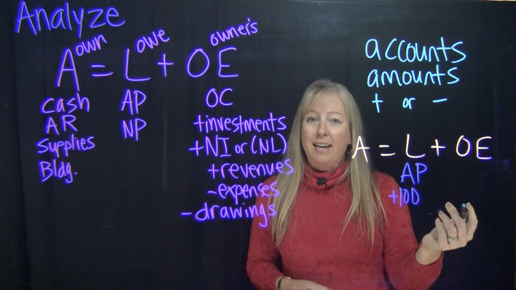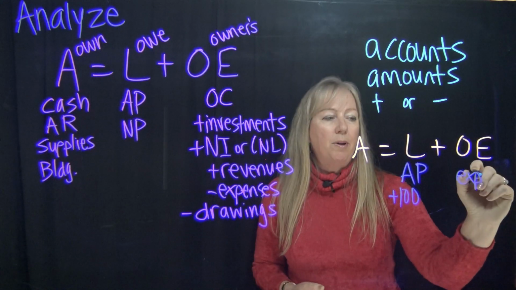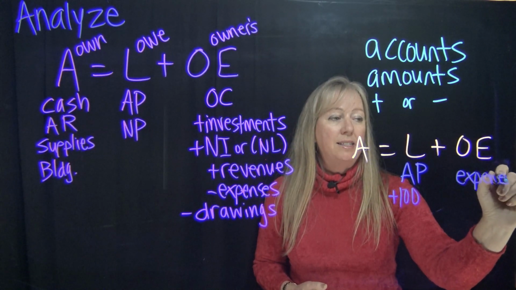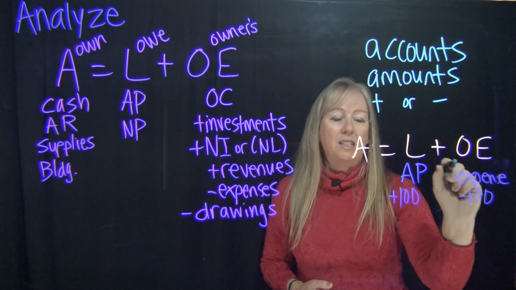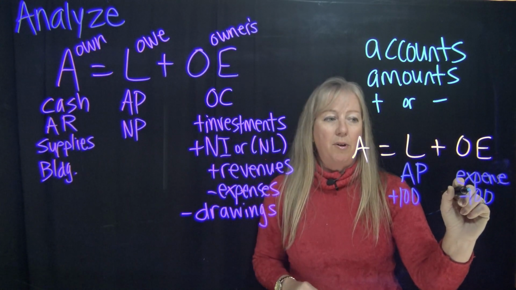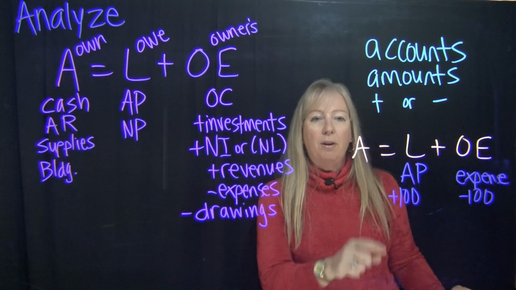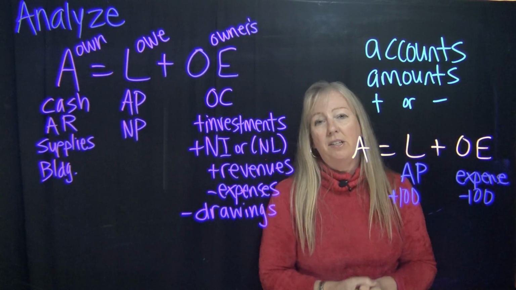And then the other half of that is going to be expenses. Expenses are recorded here. In this case, we would probably call it something like utilities expense or something like that. And that is going to go down $100 because expenses always go down because expenses are negative on owner's equity. Now in this case, we can see that liabilities go up, owner's equity go down. They're both on the same side of the equation, so the equation is still in balance.